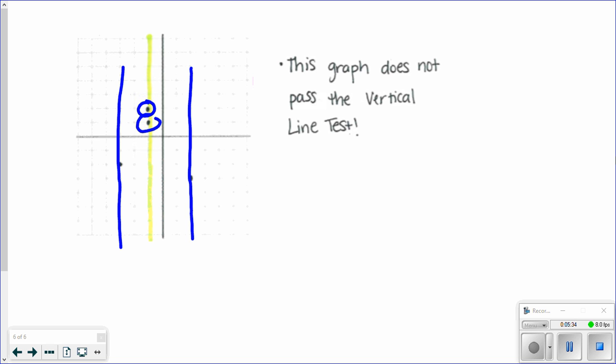So now you have an example for a table, a mapping, and a graph that are functions and that are not functions. And you can use this resource when you do your homework or on a quiz.